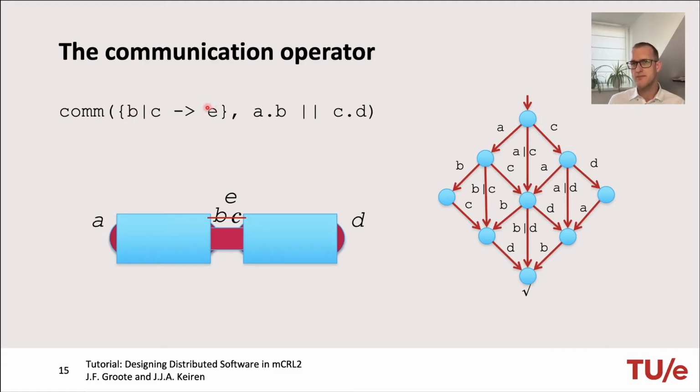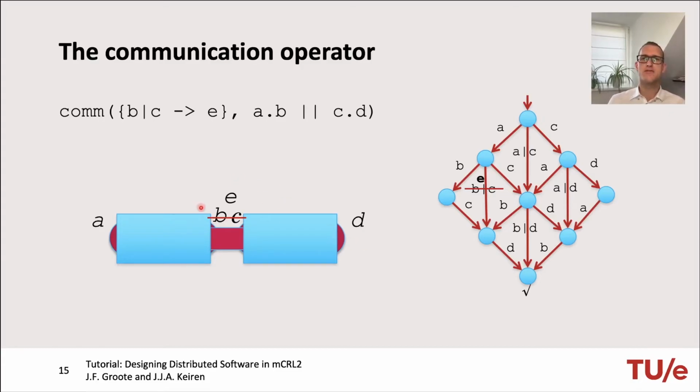the result is E. The effect this has on the label transition system is that every occurrence of this multi-action BC will be replaced by E. There is no other change in the semantics here. Now, of course, if we do this, we are typically interested only in the actions that do not take part in any communication, so A and D here in this case. You could think of those as external actions or external observable behavior of the system.